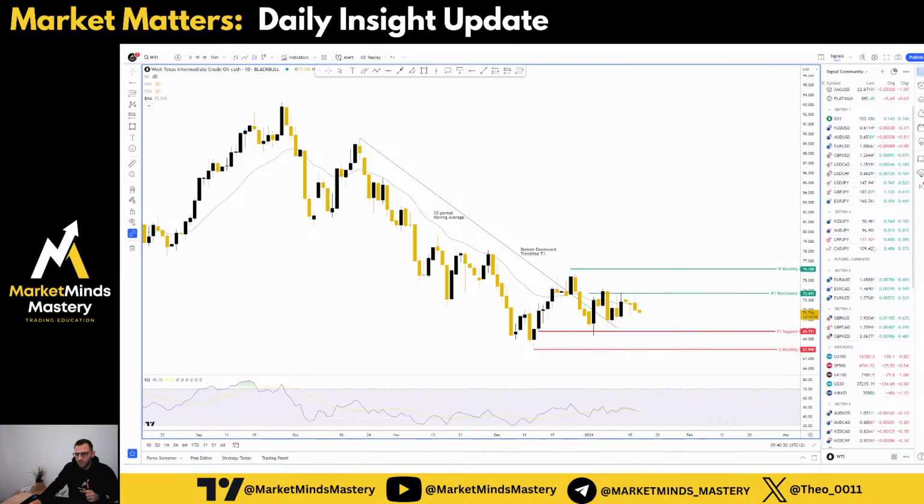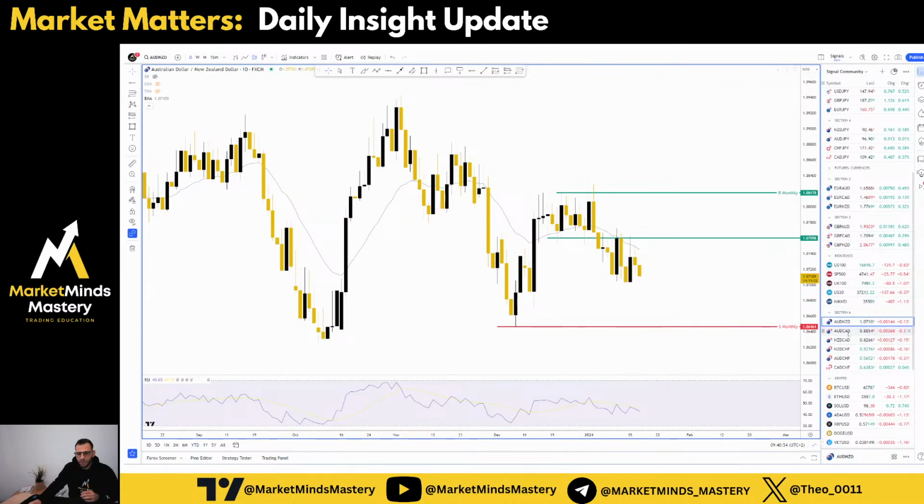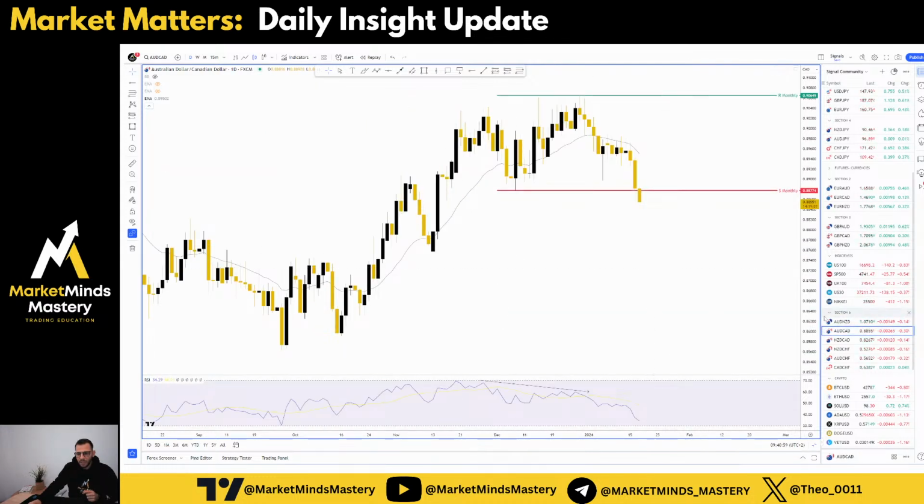Guys, I think we covered pretty much everything here. Australian dollar, New Zealand dollar, very messy, both weak currencies. Australian dollar, Canadian dollar, now it gives direction. So yeah, maybe this one we can add on our watch list. Let's mark it as S1 support. So if the price maintains below this level, we're gonna look to short it until here.